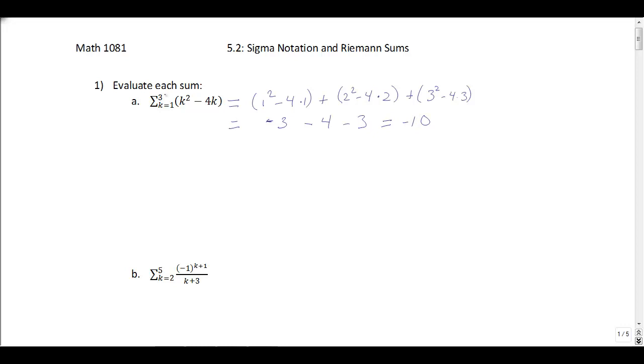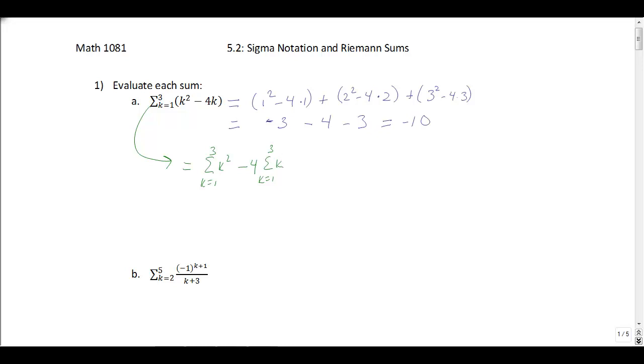Now, another thing we could get used to, though, is using the formulas. So what we'll get is that this summation should be the sum k equals 1 to 3 of k squared. And then I can pull out a negative 4 here. Minus 4 times the sum k equals 1 to 3 of just k. So I can write this as a sum of k squareds and a sum of k's here.